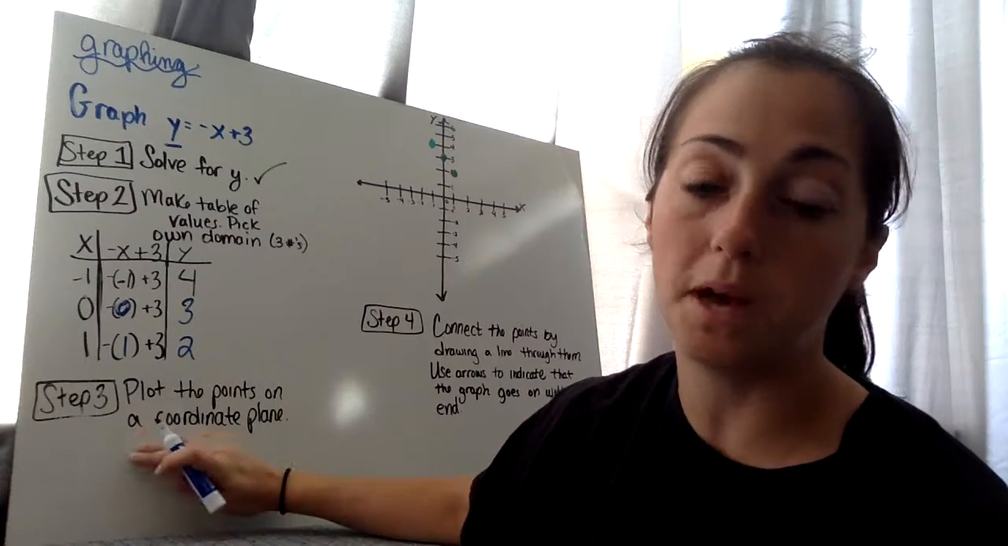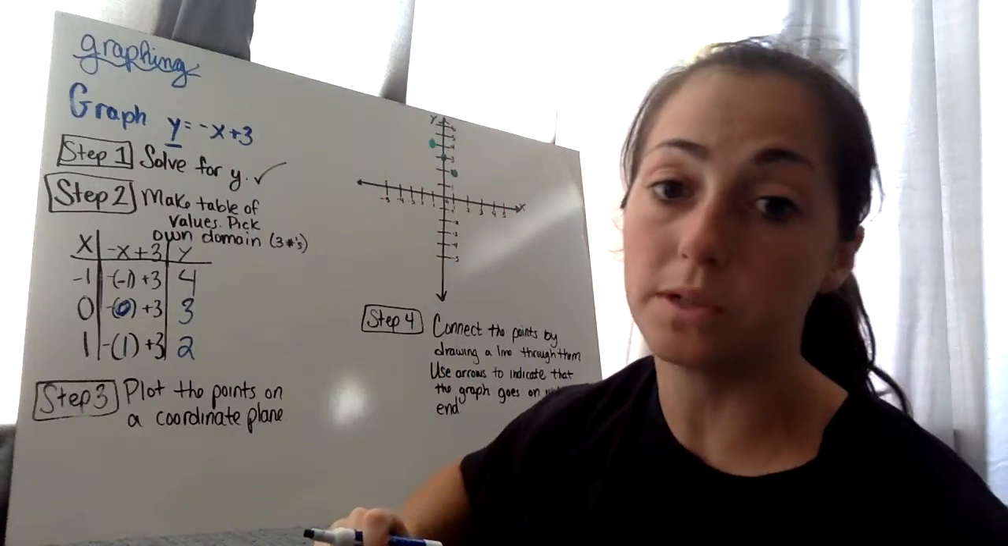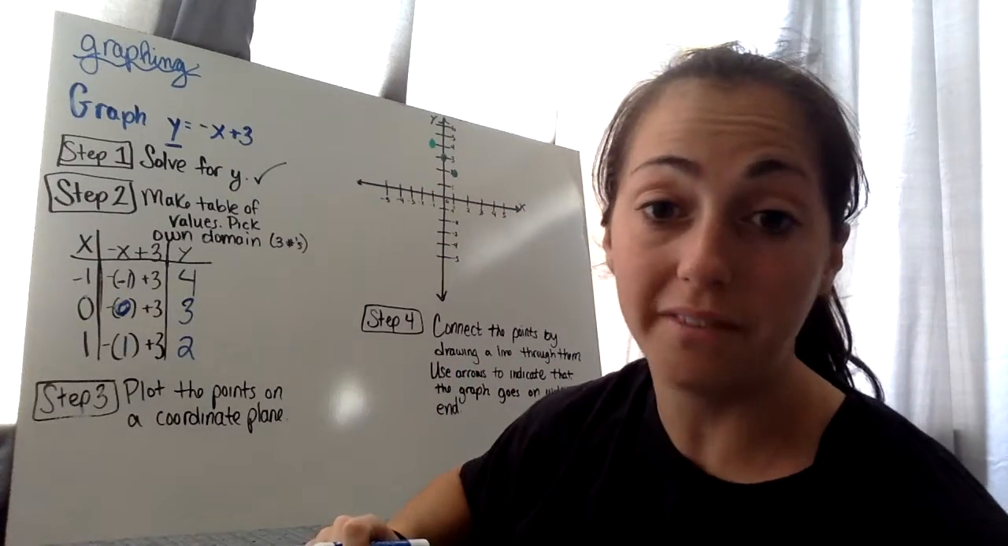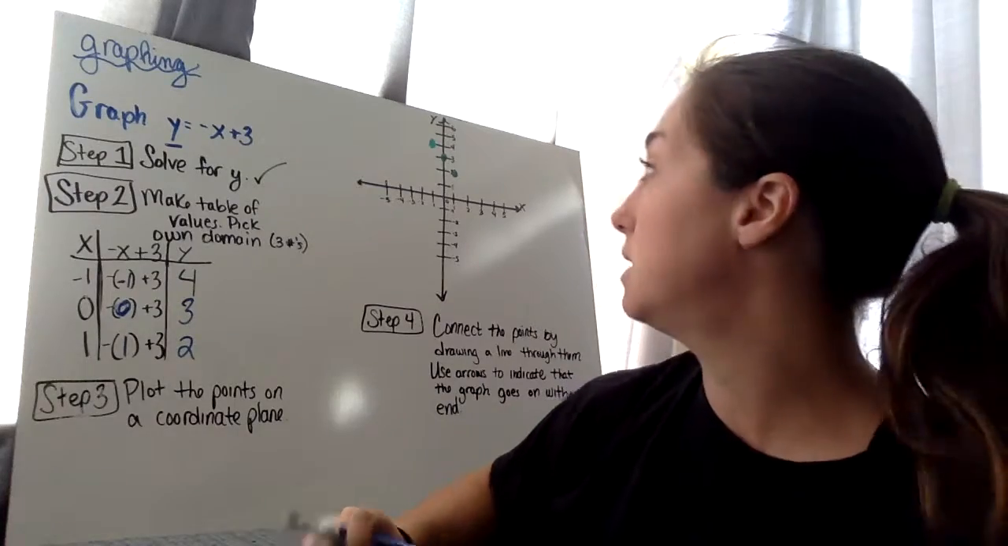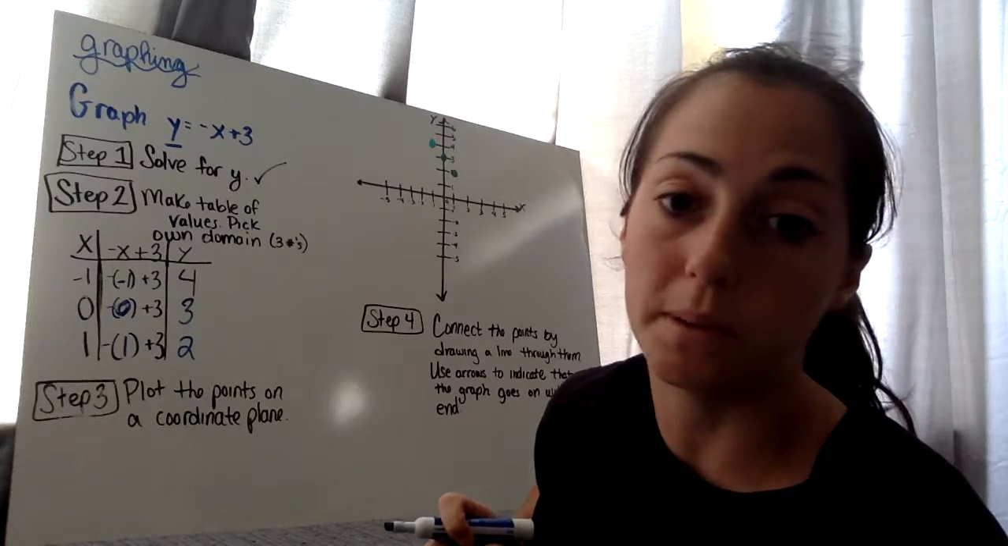Step 3 says to plot them on a coordinate plane. You got to draw a coordinate plane. You can keep them really small numbers. I went up to 6 and 5. Maybe just go to 5 on all sides. Make sure you label your axes as X and Y and plot those 3 points.